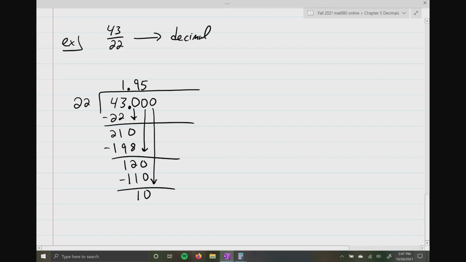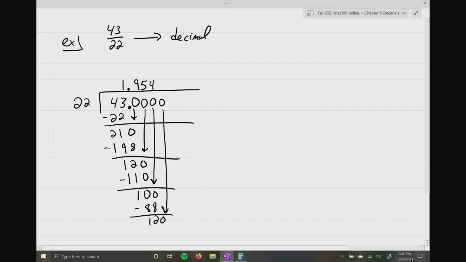22 goes into 100 4 times. So that's going to give me 88. Subtract. 100 minus 88 is 12. Add a 0, drop it down. That gives me 120.